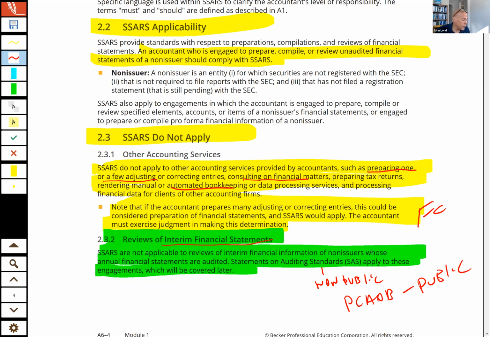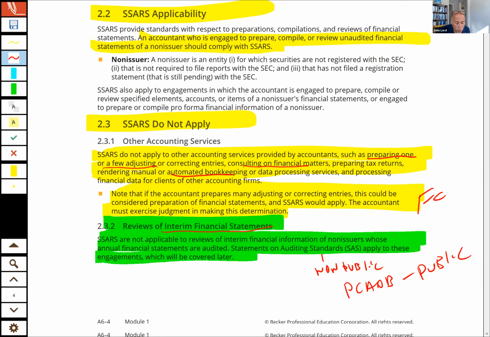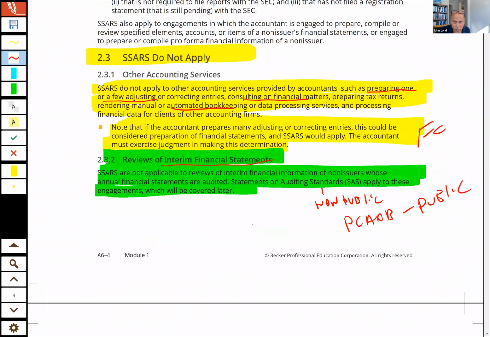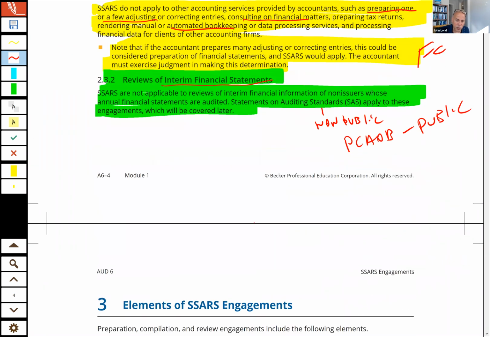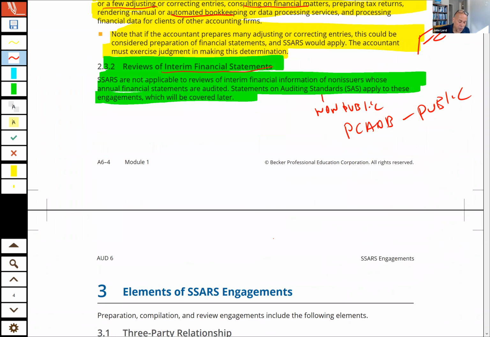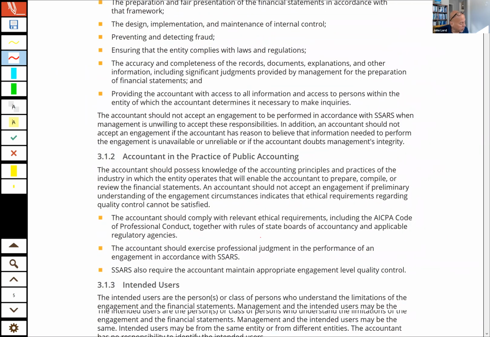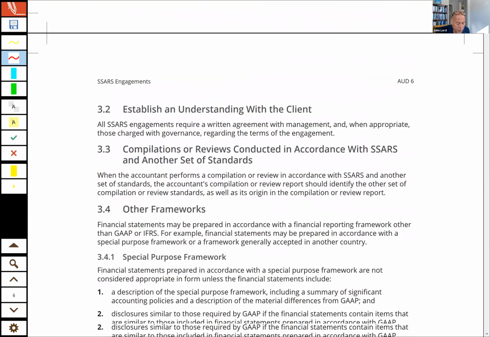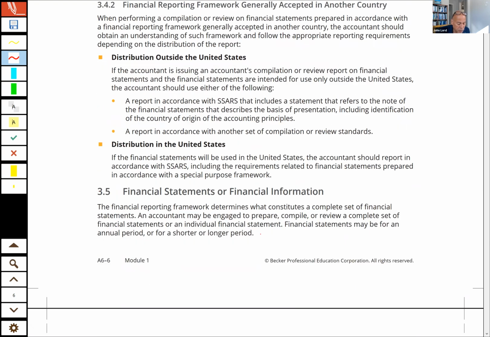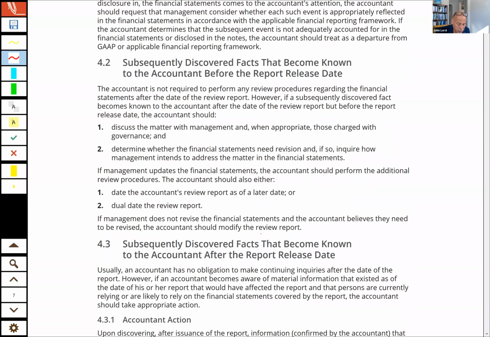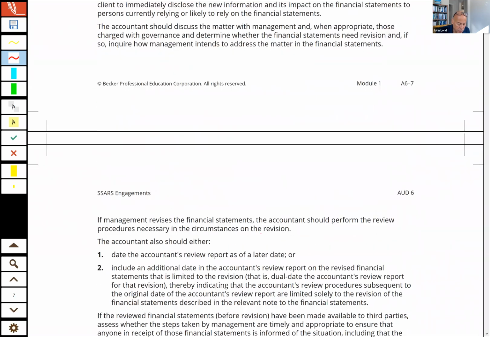Okay, so the SARS don't always apply just because the CPA looked at financial statements, but as you become more and more involved, you start heading towards the path of preparation, and then the SARS start applying. Okay, good. You can go past a lot of this stuff here. They just keep going on and on about different things. Some of these we'll cover later.